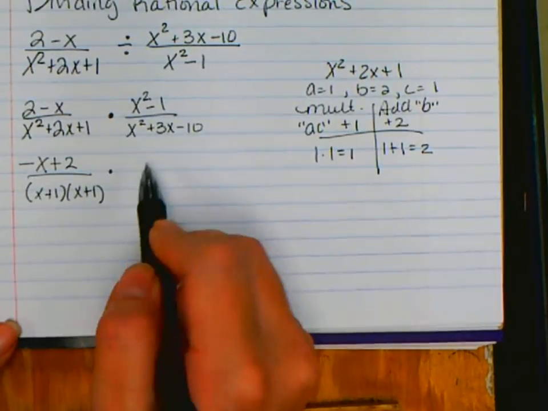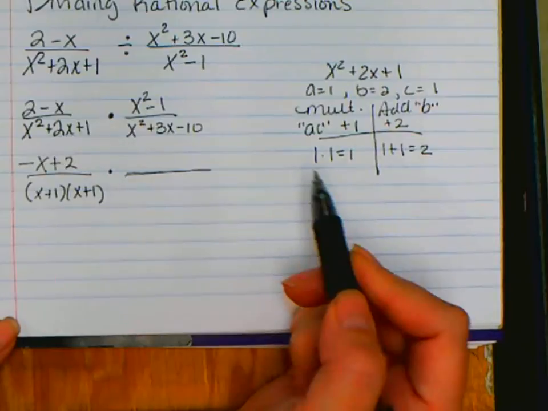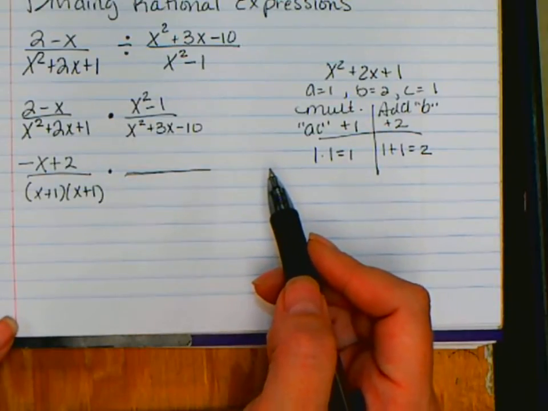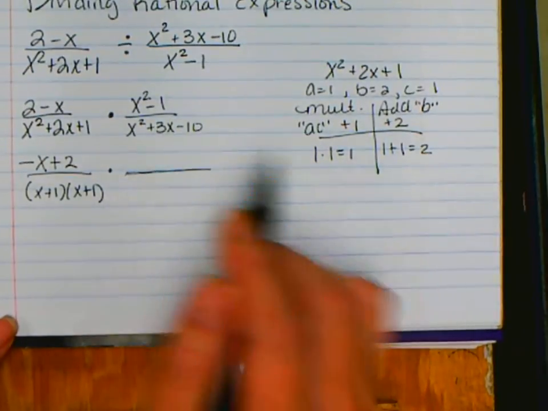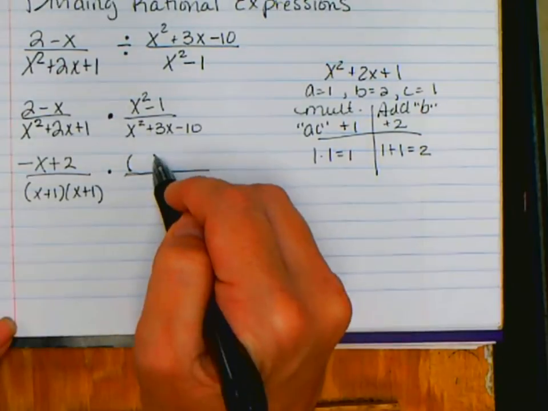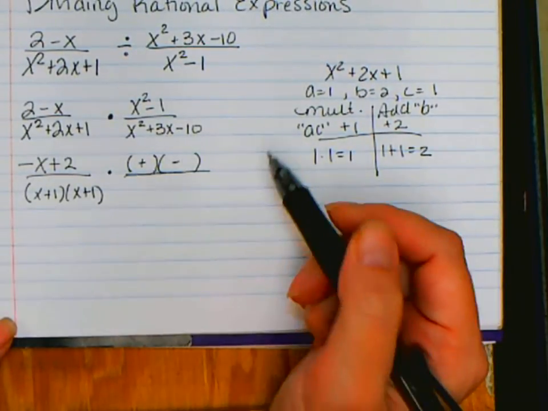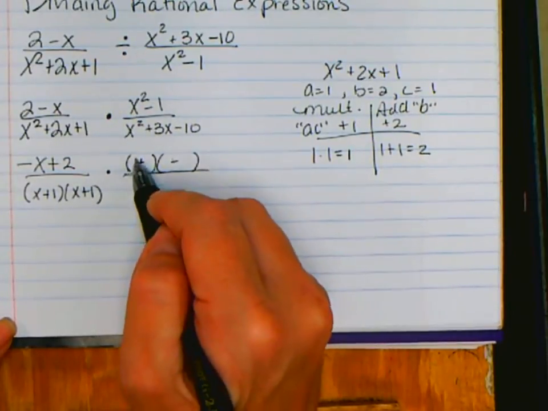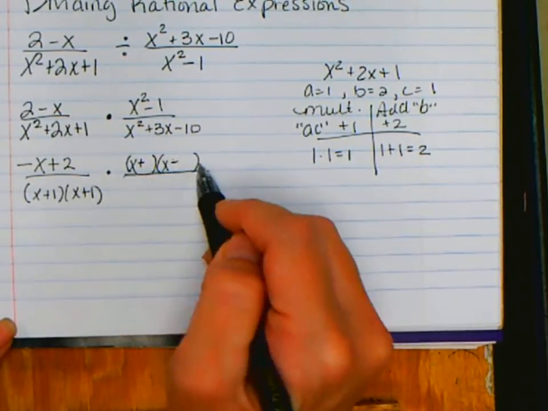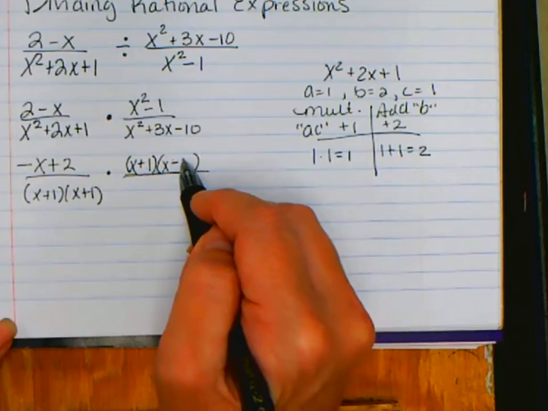For x squared minus 1, what is that? Difference of two squares, right? Perfect square minus a perfect square. So 2 sets of parentheses. One will get a plus, one will get a minus. The first term is the square root of the first term. The last term is the square root of the last term.